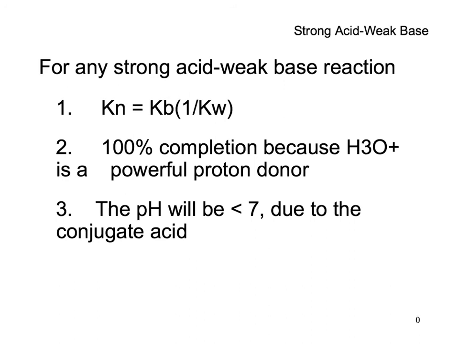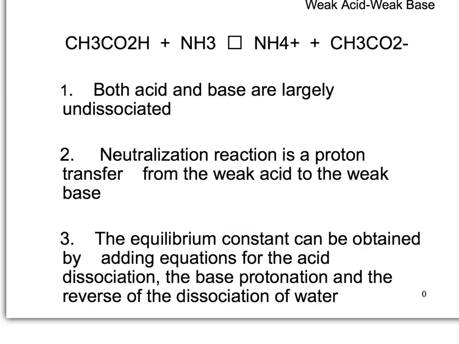Okay, let's take a look at the final case, which is if you have a weak acid, which is acetic acid, and ammonia, which is a weak base. And your products, of course, acetic acid is going to give you the proton, is going to generate ammonium. But the question is, to what extent does this reaction occur? And really, the answer is that both the acid and the base remain largely undissociated.